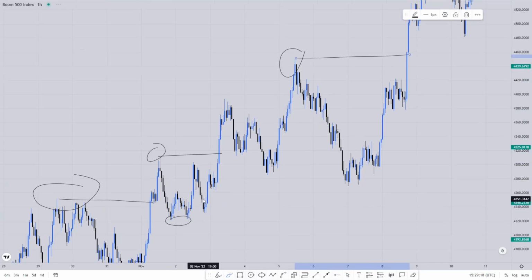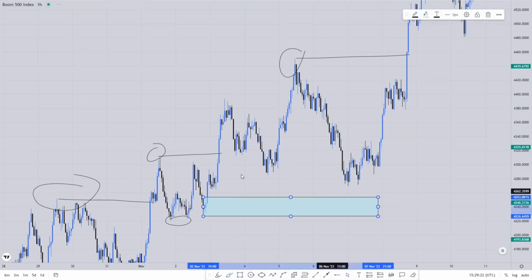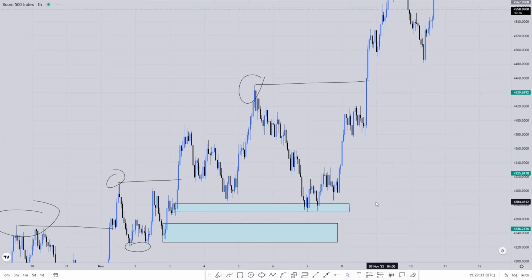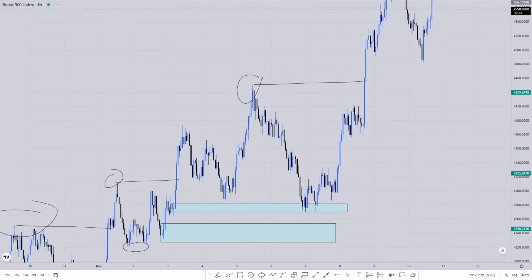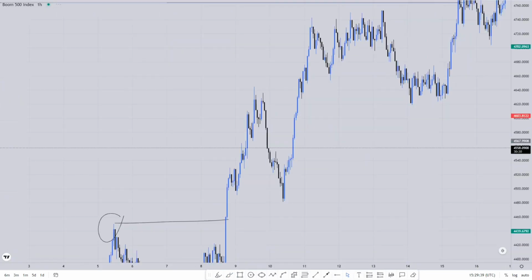So right here, you could have drawn this demand. First zone. Another zone, you could have also drawn this other demand right here. This one was also effective because liquidity had been collected. So all you needed was 15-minute confirmation. Tap into the zone, 15-minute confirmation, you jump in. Target is there. Kept on going up.